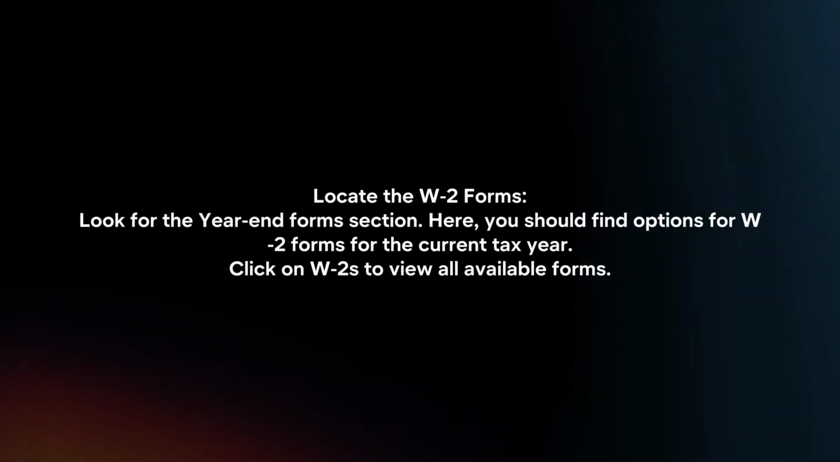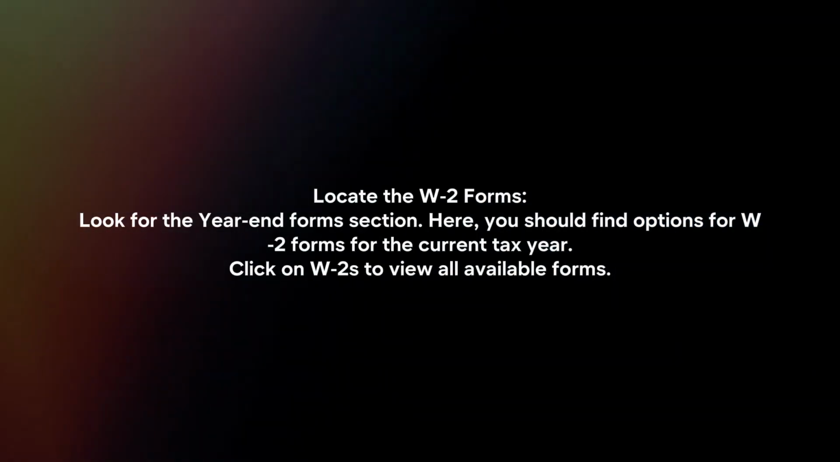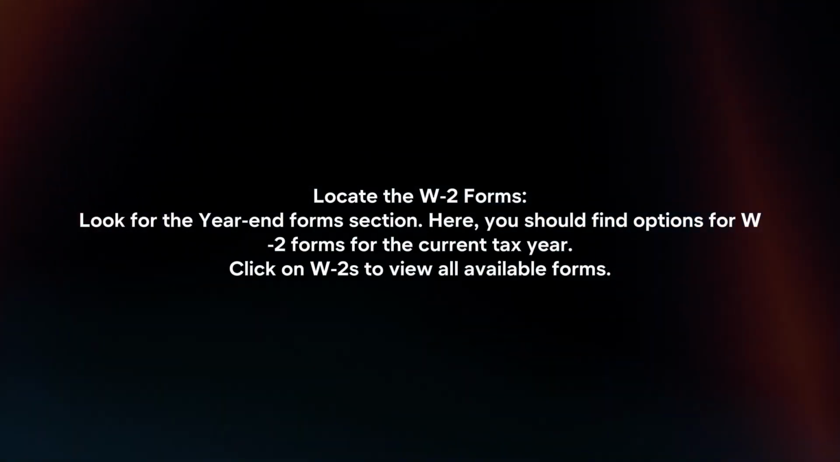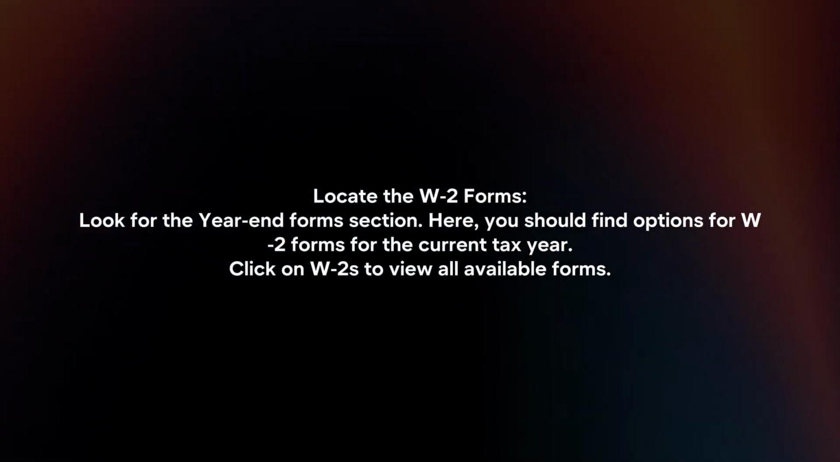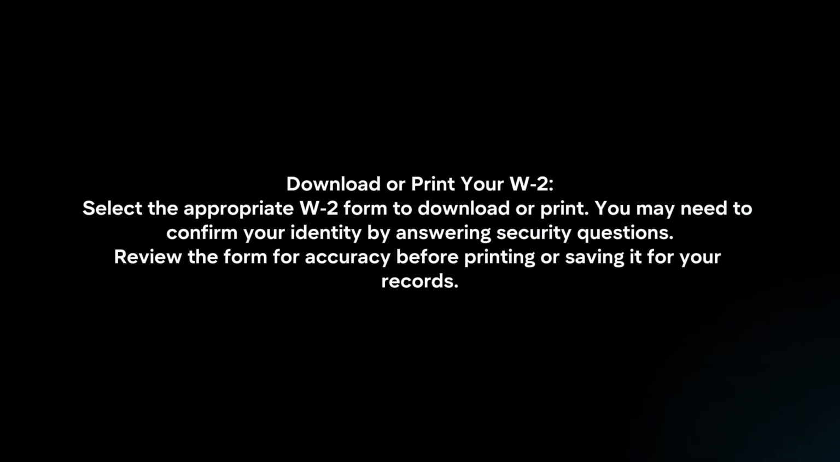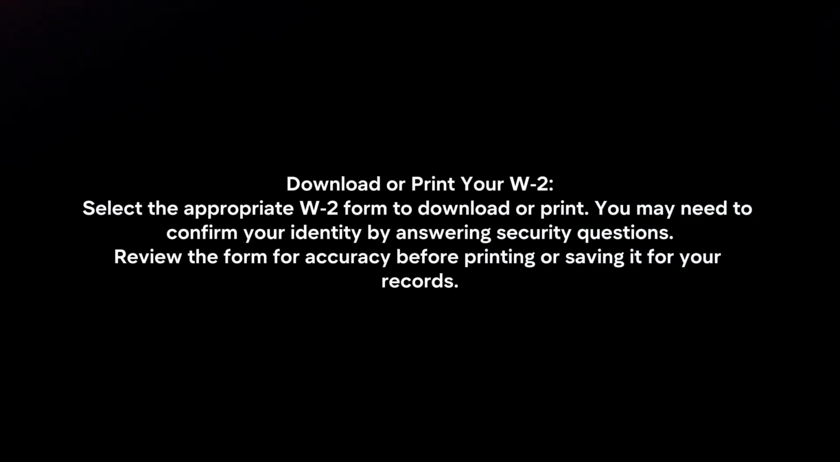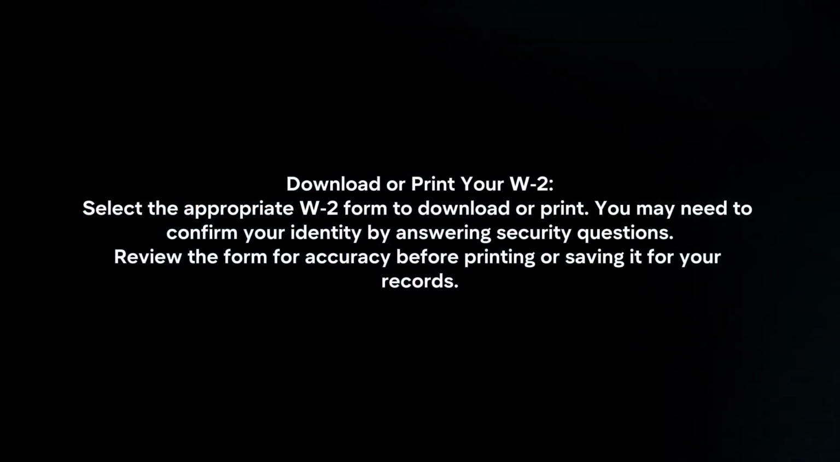Locate the W-2 forms. Look for the Year-End Form section. Here, you should find options for W-2 forms for the current tax year. Click on W-2s to view all available forms. Download or print your W-2. Select the appropriate W-2 form to download or print.